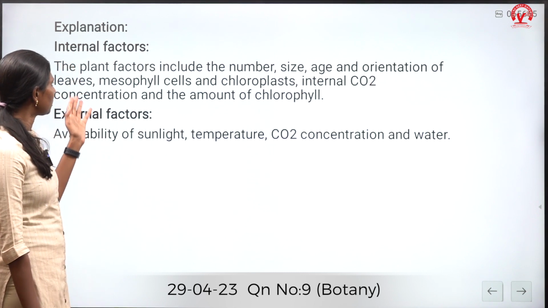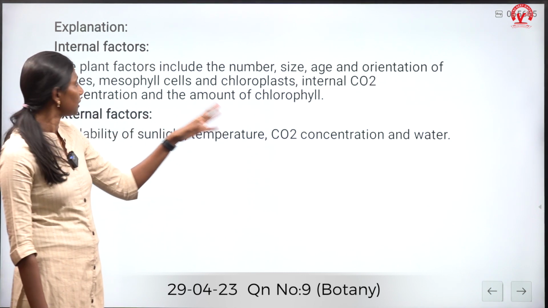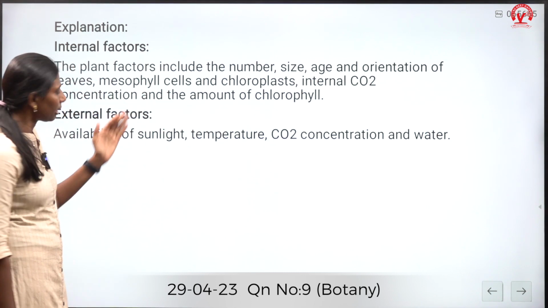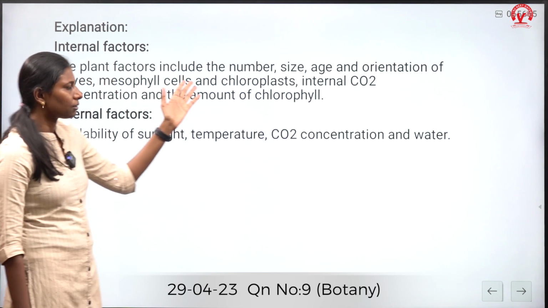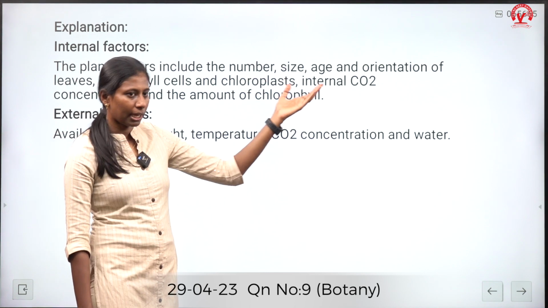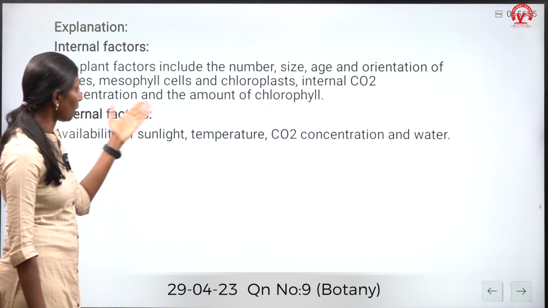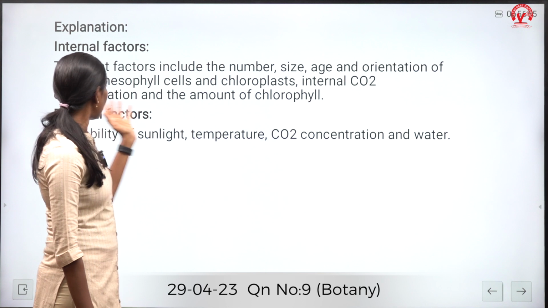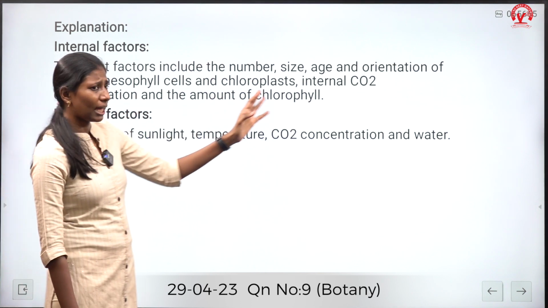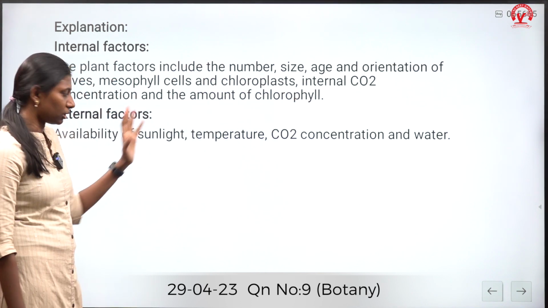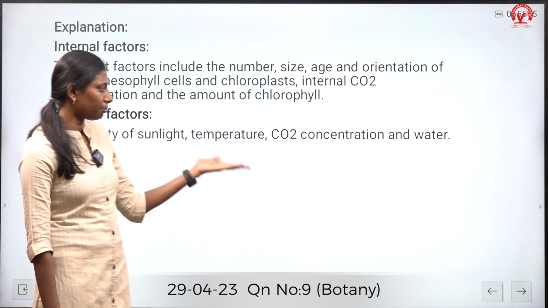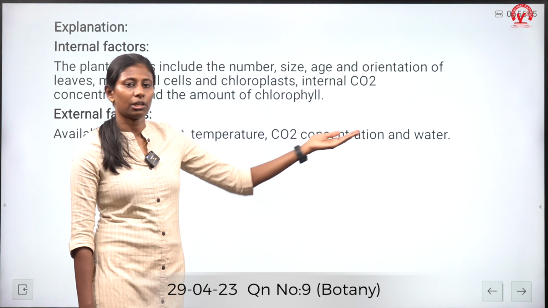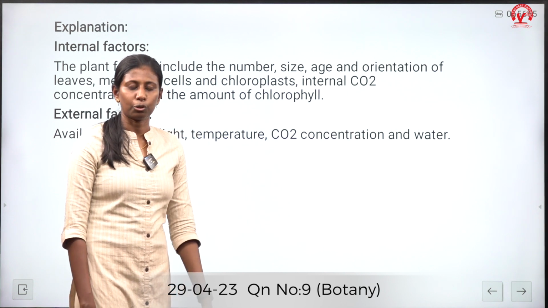Other factors which influence the rate of photosynthesis are internal factors and external factors. Internal factors mean the plant factors, which include the number, size, age and orientation of leaves, even the amount of chlorophyll and chloroplast, and internal carbon dioxide concentration. If it is an external factor, availability of sunlight, temperature, carbon dioxide concentration and water will influence the rate of photosynthesis.